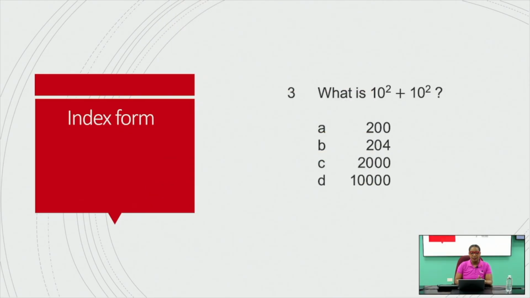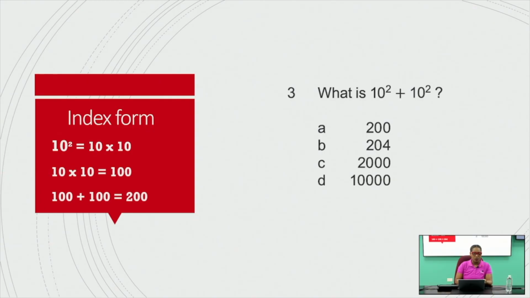So let us go back to the question. What is 10 to the second power plus 10 to the second power? We are multiplying 10 times 10 gives us 100. And we're adding it to 100. So that gives us 200.